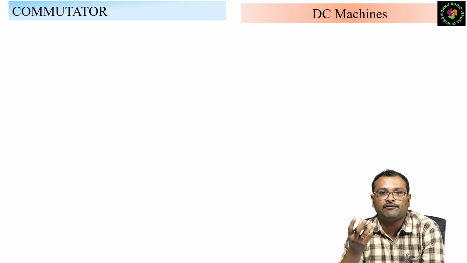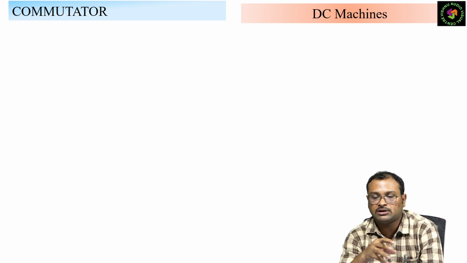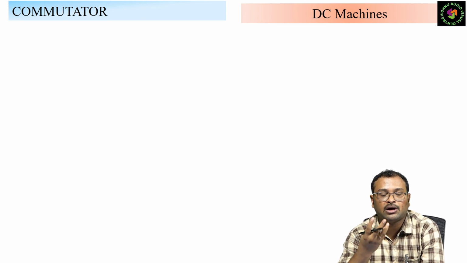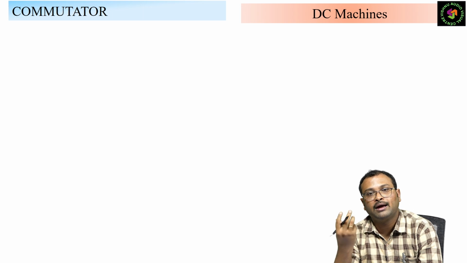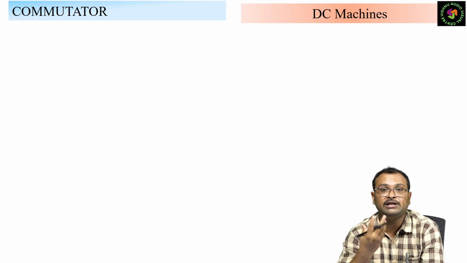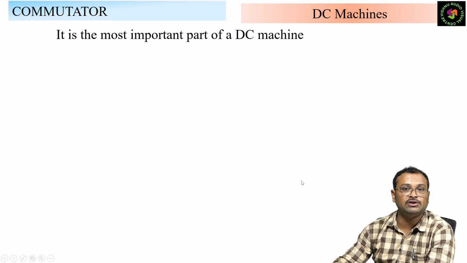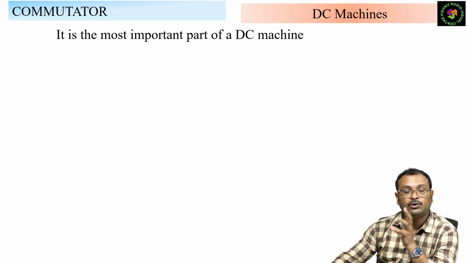But that EMF somebody has to send outside because it is rotating. And one more thing, the generated EMF is alternating EMF. It is generating alternating current. But we want direct current because it is a DC machine. It has to convert mechanical energy into DC electrical energy. It has to produce the torque either in clockwise or anti-clockwise. So this commutator is the main part of the DC machine which will convert the alternating into the DC outside.